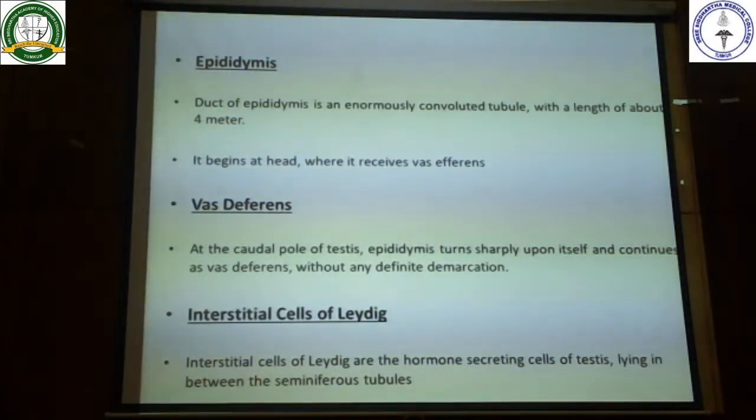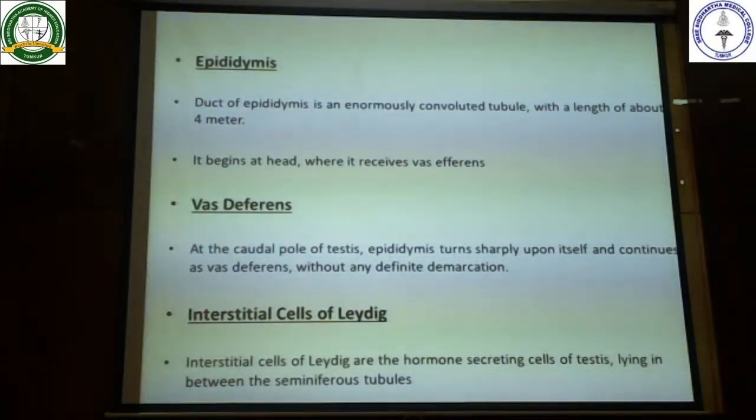The interstitial cells of Leydig can be asked as a viva question. In the viva they may ask: What are interstitial cells of Leydig? Where are they present and what is their function? The answer to all of these is that the interstitial cells of Leydig are the hormone secreting cells of the testis, lying in between the seminiferous tubules.